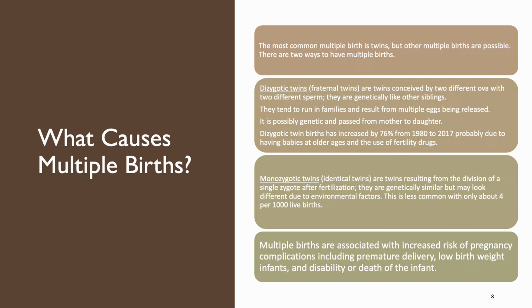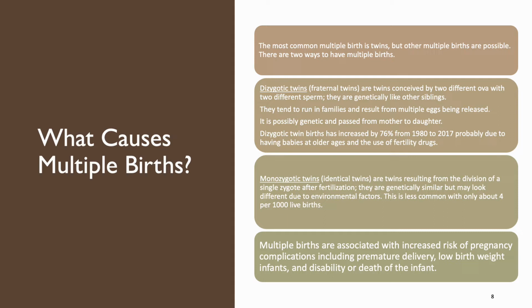The most common multiple births are twins, but other multiple births are possible. There are two ways to have multiple births. You can have dizygotic twins, and those are fraternal twins. They're no more similar than any other two siblings. Two different ova are fertilized by two different sperm. So they're genetically just like other siblings.